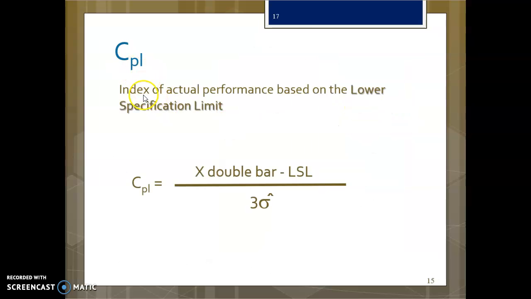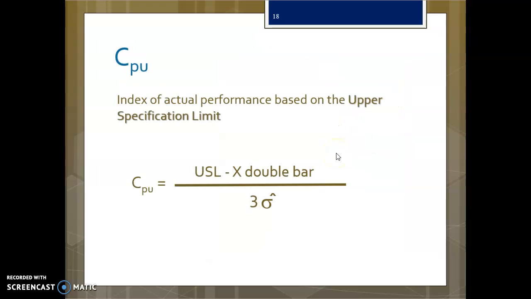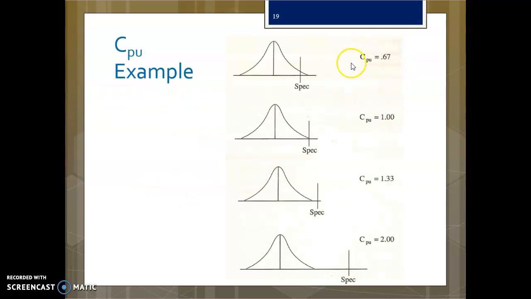Okay. CPL means the index of the actual performance on the lower specification limit. The CPL over here is 1.78, which is really high, which means we only have this little bit stepping out on the low end. If you look at the CPU, it's 1.54. We have a lot more closer to the upper spec limit. It's still within the limits of a good CPK, a CP, I mean. So here again, you're looking at the upper spec limits. So that's what they mean. Again, here you have different examples of them. The CPU, the upper limit, is 0.67, so you see that much is out of spec.